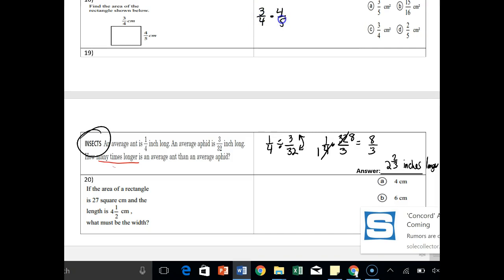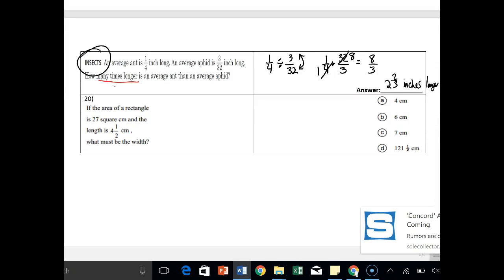I'll let you figure that out. And then if I give you the area and a length, what must be the width? That's actually division. So 27 over 1 divided by this needs to be changed into an improper fraction. So we'll talk about this tomorrow, actually. Divided by 9 over 2. So I'll let you work both of those.